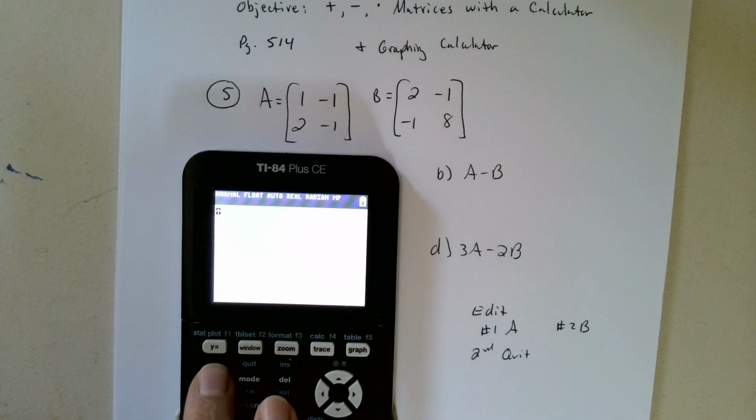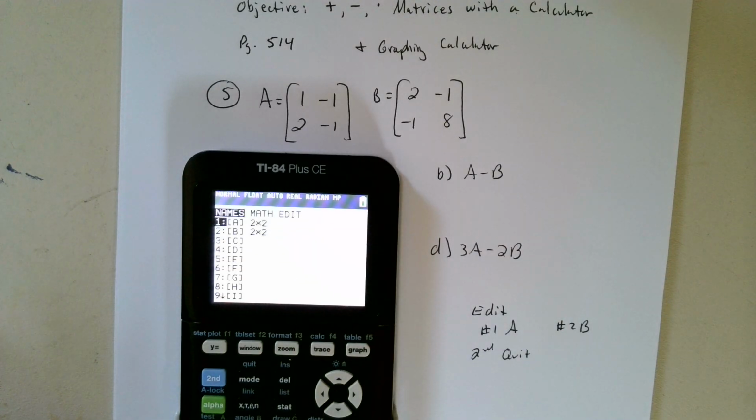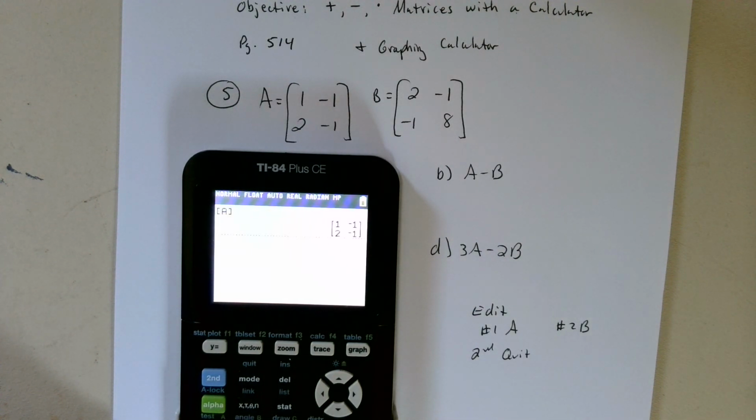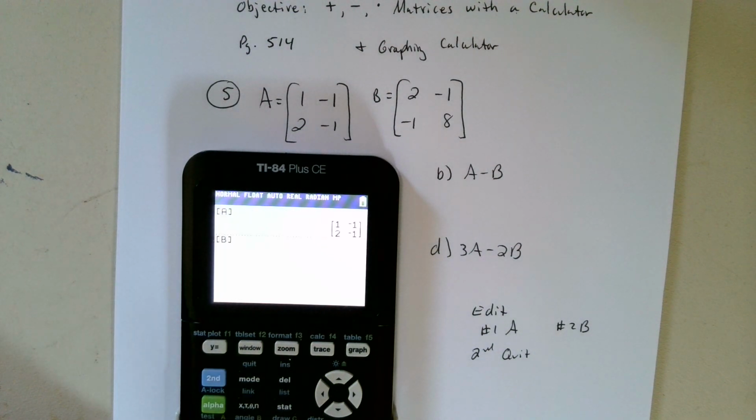Okay. So if I go back to matrix, and let's say I wanted to look at matrix A, I can just hit number 1 and enter, and it shows me what I have. And it shows it in matrix form. And I can do the same thing. I can go back, number 2, enter, and it shows me exactly what I have entered. So that's kind of cool.